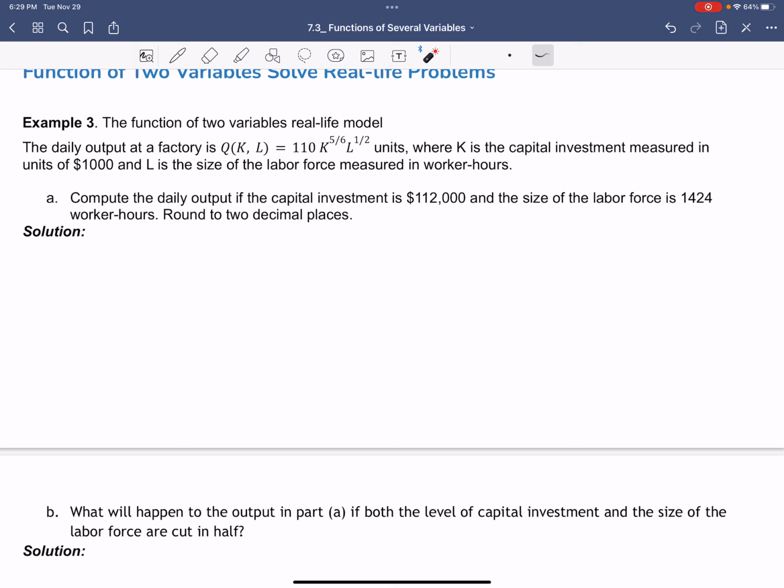Compute the daily output if the capital investment is $112,000 and the size of the labor force is 1,424 worker hours. Round to two decimal places. So they're asking us to find the output, right? They're pretty much asking us to compute this. So let's go ahead and rewrite it here real quick.